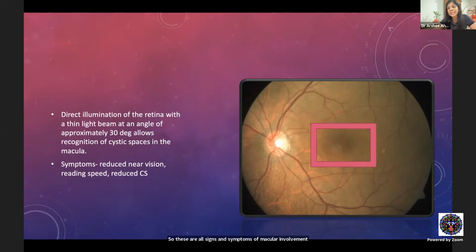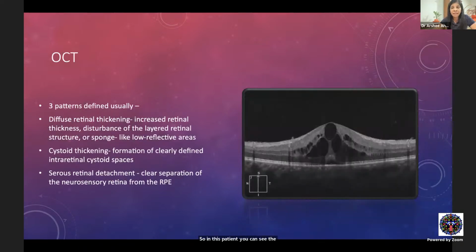So in this patient, you can see the cystoid spaces. This is a patient with intermediate uveitis. Although clinically you can pick it up, sometimes it may be very early to pick up clinically. We definitely rely on ancillary investigations like OCT and FFA to pick up cystoid macular edema. As you can see here, the normal foveal contour is lost. You see an elevation. You see all these empty black hyporeflective spaces. This is where the fluid has collected.